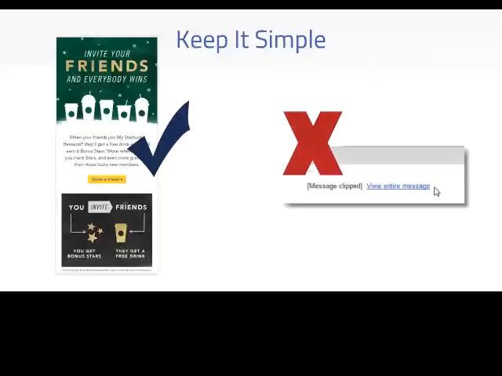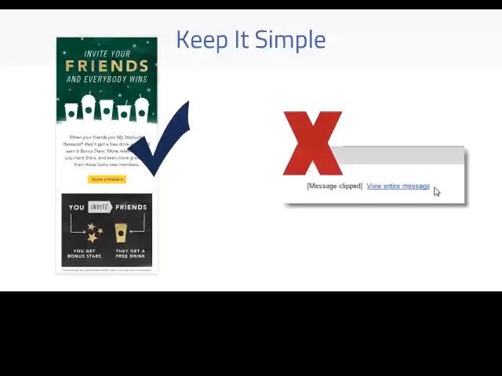Something that I say all the time: keep it simple, stupid. The KISS acronym. Keep it simple. I've seen messages that are extremely long. Everyone's trying to pack as much information into the messages as possible. Unfortunately, some mailbox providers will clip the message, like the image to the right. That's Gmail clipping the message because it's just got too much in it.